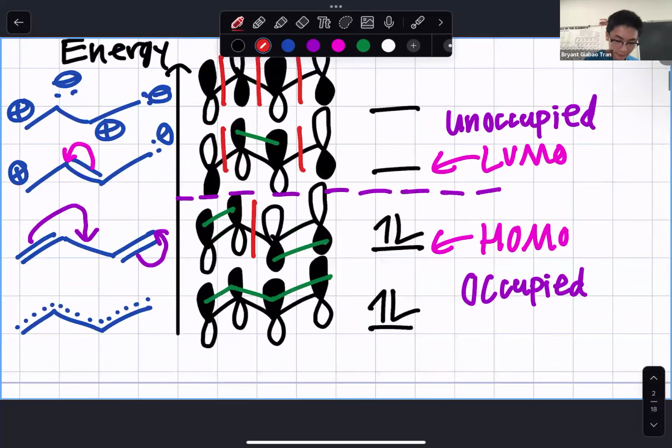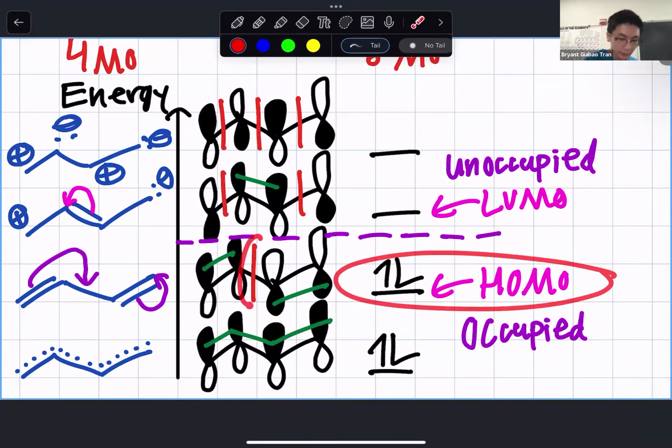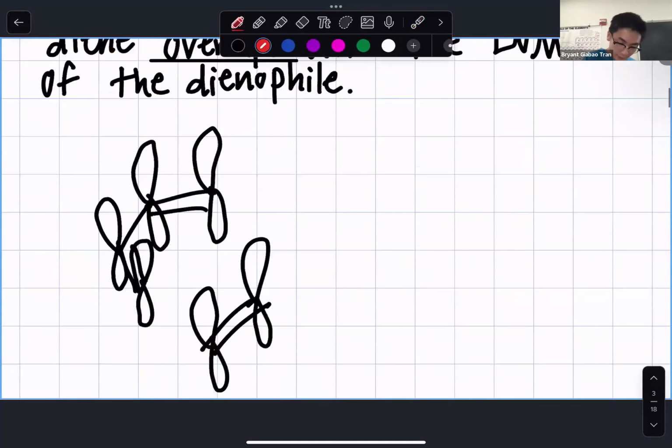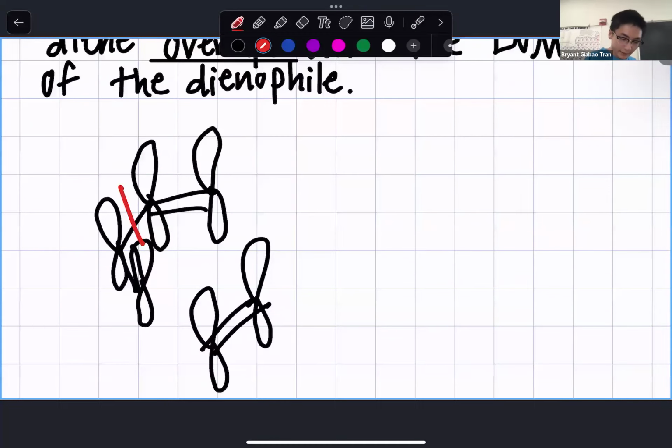So let's look at what the HOMO of the diene looks like. This is the HOMO of the diene, where we see one node in the middle, right? So let's put that node in the middle right here, because we're looking at the HOMO of the diene, which means that these two orbitals here are in phase with each other, but the other two orbitals here are out of phase with those two orbitals, like that.